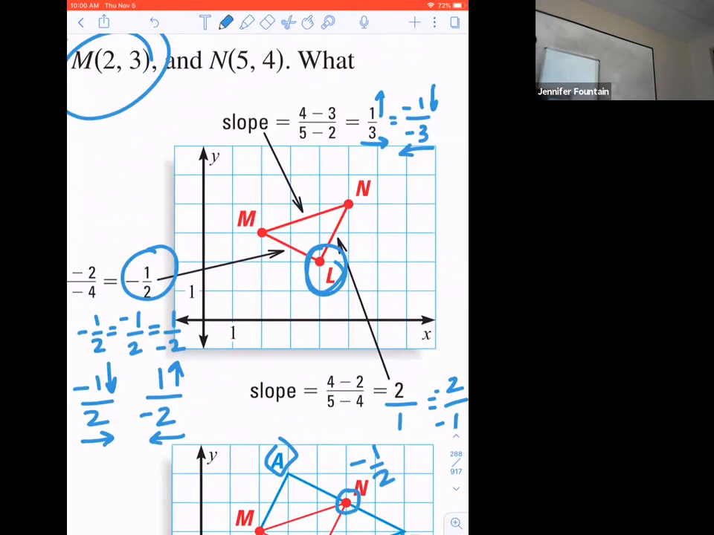If I need to plot additional points for L, what do I know the slope is going to need to be when I plot additional points? It's going to need to be the opposite. It's going to need to be the same as this line right here.